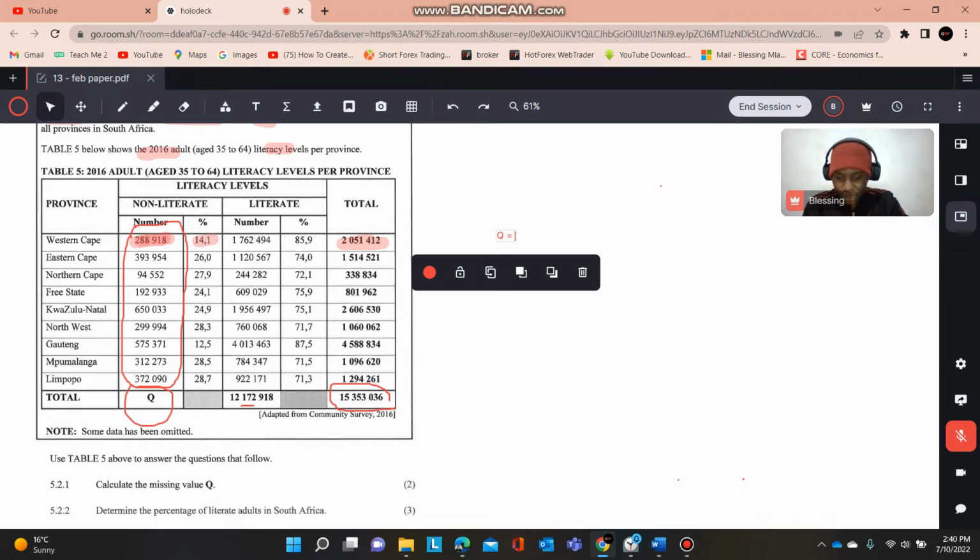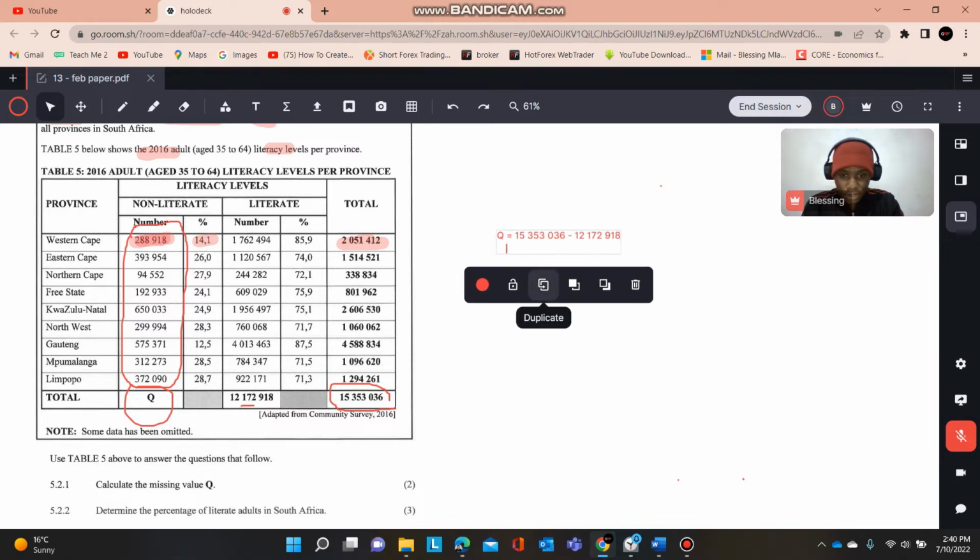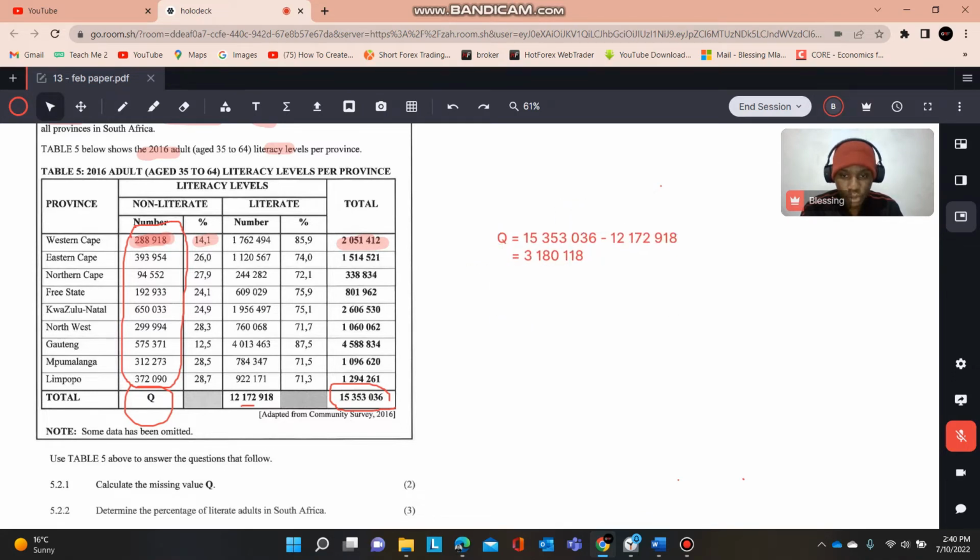Your Q can be found by saying the total number of adults in South Africa, which is 15,353,036. Then you subtract your total number of literate adults, which is 12,172,918, and you get your answer of 3,180,118. So this is your answer for 5.2.1. This is the total number of non-literate adults in South Africa.